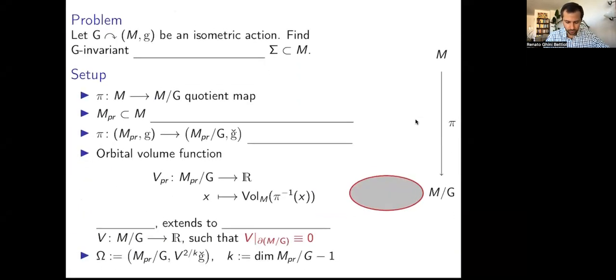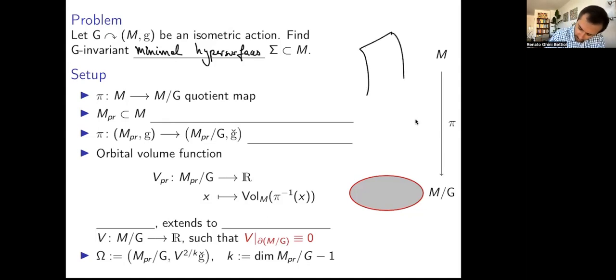Okay, so here's the problem I want to discuss in this part of the talk. Suppose G is a Lie group acting isometrically on a Riemannian manifold M, and we wish to find G-invariant minimal hypersurfaces sigma in our manifold M. So sigma here will be some hypersurface in M, but I want it to be made of orbits.